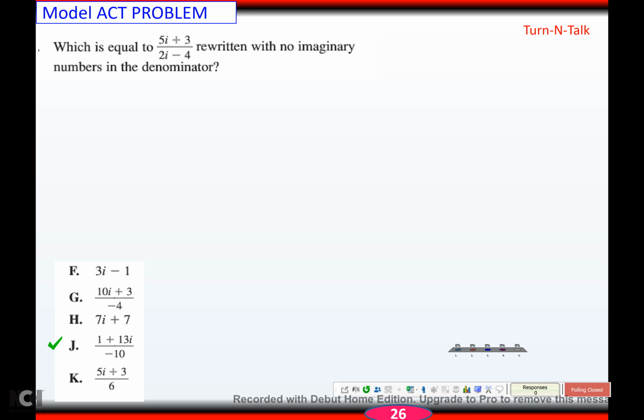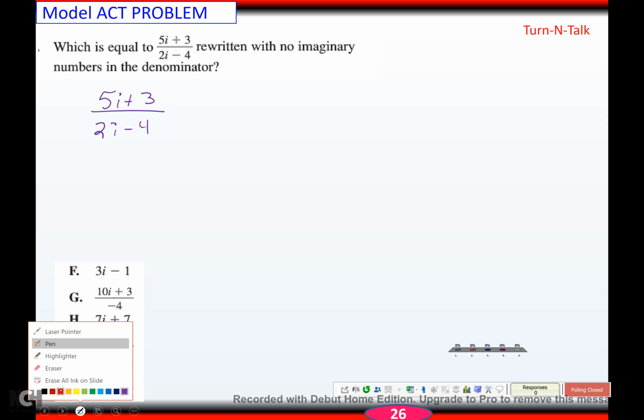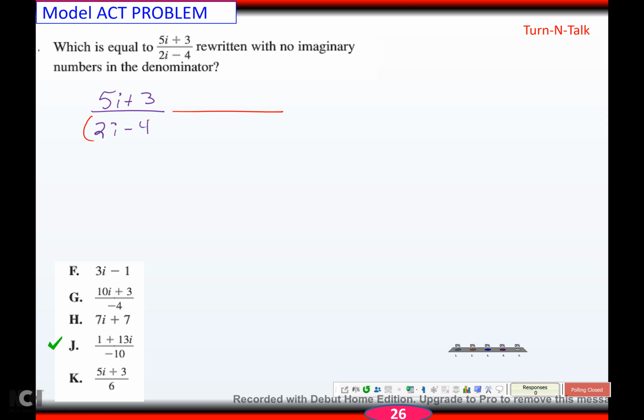Okay, which is equal to this rewritten with no imaginary numbers in the denominator? That's a fancy way of saying rationalize your denominator. You're not allowed to leave i's or radicals in a denominator. So when they give you i's or radicals in the denominator, the trick is you multiply the top and the bottom by the conjugate of the bottom. The conjugate of 2i minus 4 would be 2i plus 4. So I've got to do that on top and on bottom.